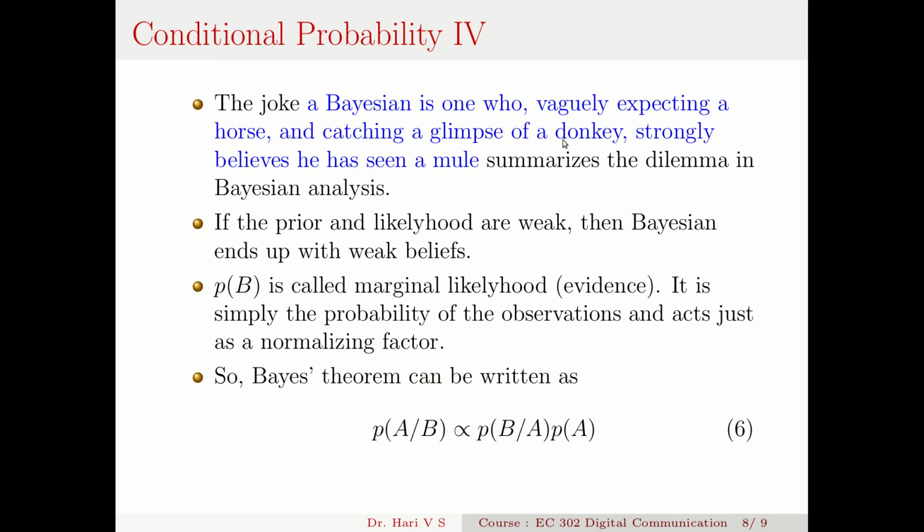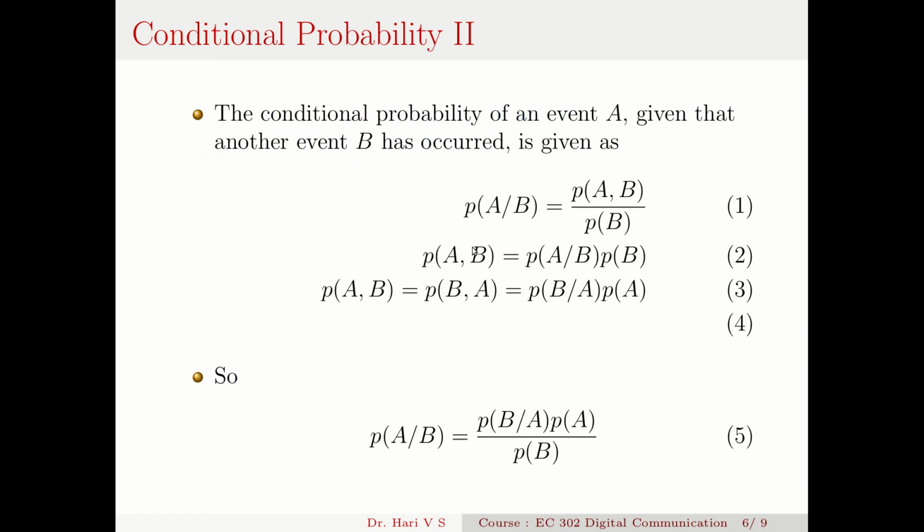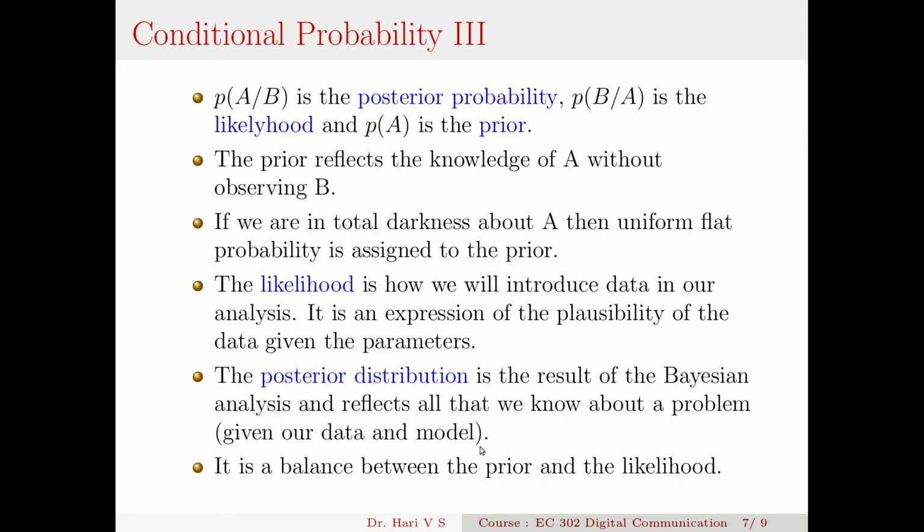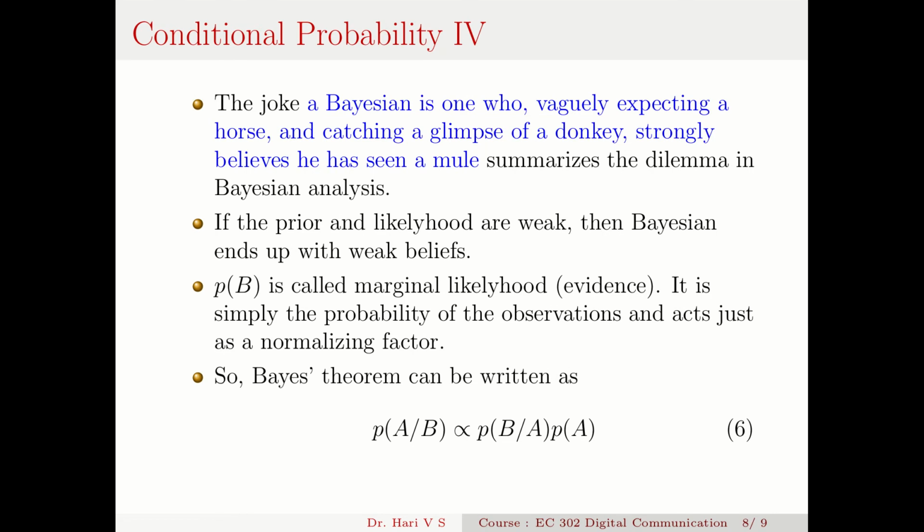The meaning of this is, if the prior and likelihood are weak, where P(A) is my prior and P(B given A) is my likelihood, then I have a weak belief about my posterior.